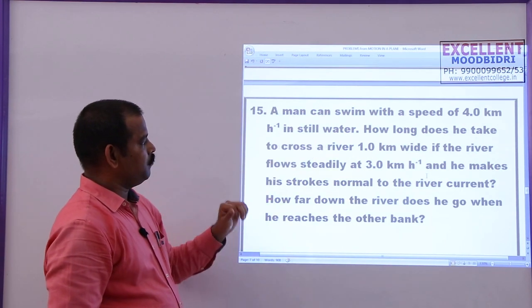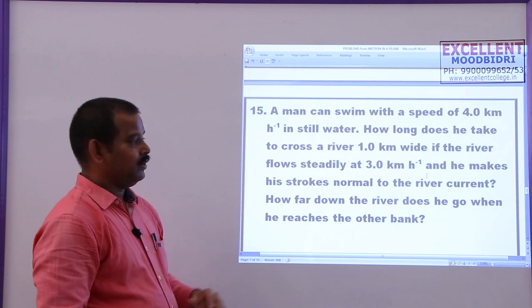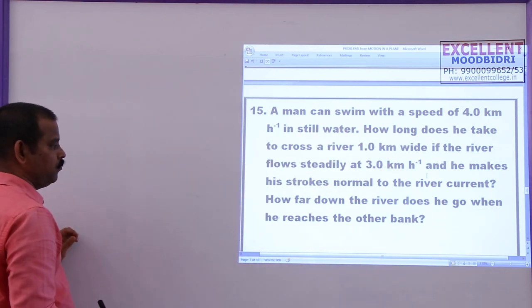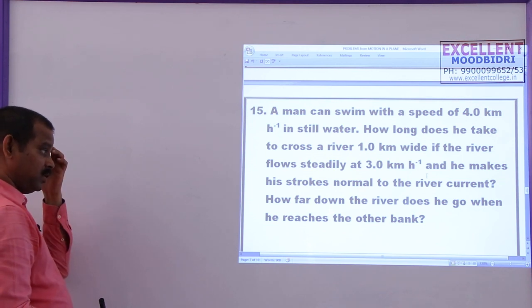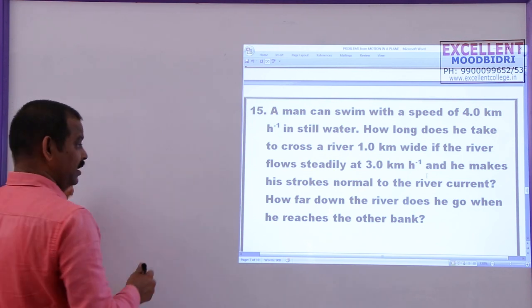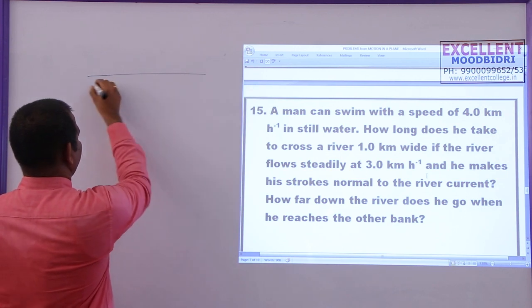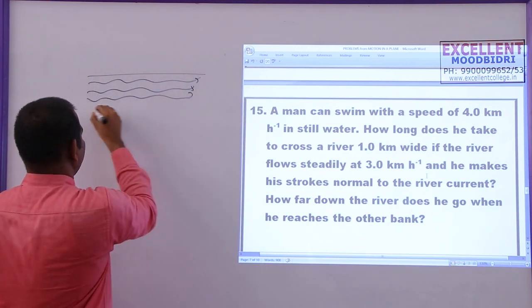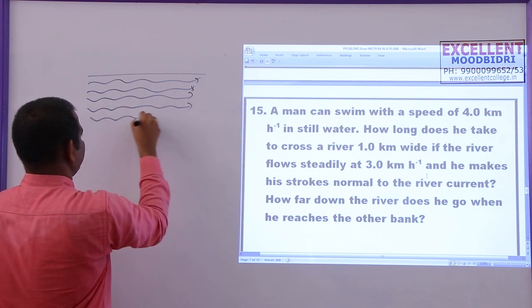10. A man can swim with a speed of 4 kmph in still water. How long does it take to cross a river of 1 kilometer wide if the river flows steadily at 3 kmph and he makes strokes normal to the river current? So this is a river and this is the river current, nothing but river water flowing in this direction.